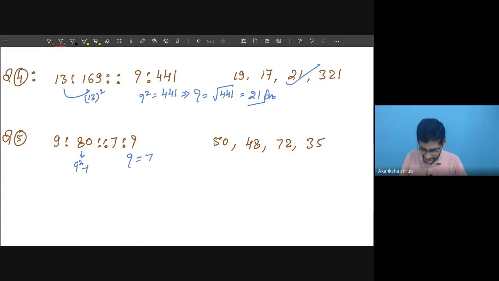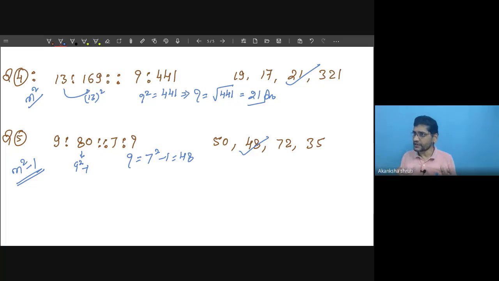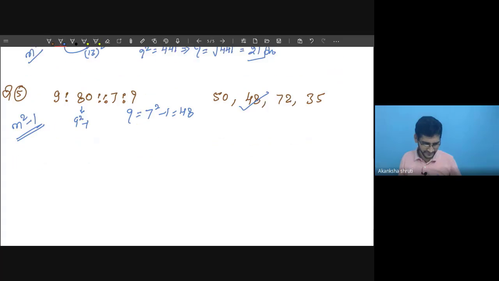So what should be 7 square minus 1? So the relation followed is n square minus 1. This is the relation. Here we are getting that in question number 4, the relation was simply n square. Okay. So it is 48. So 48 is the correct option. So the number series, if you know, the number analogy is even more simple.